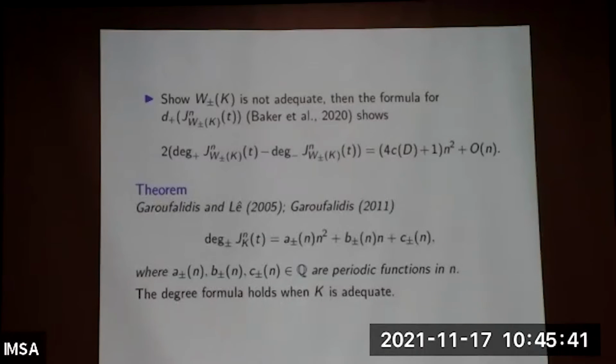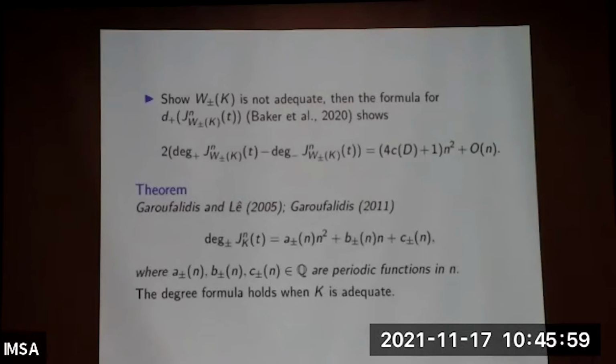Understanding how to interpret this: n is the number of colors that you're using. Yes, that's right. And so the degree of the polynomial, it sort of doesn't depend on the knot.